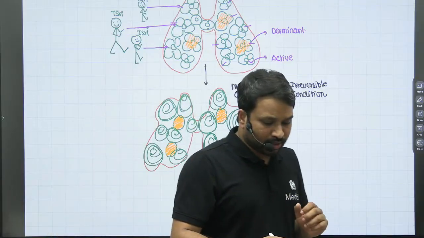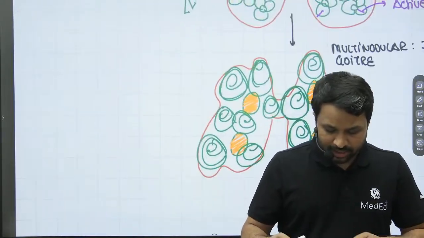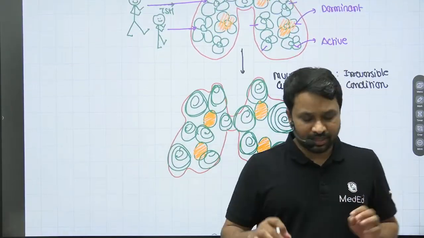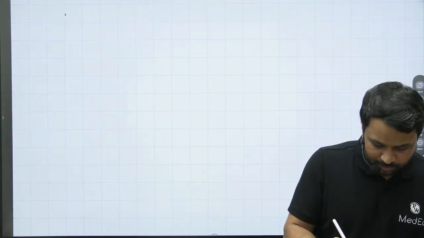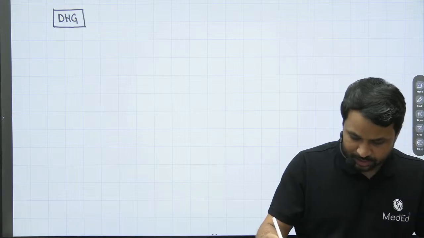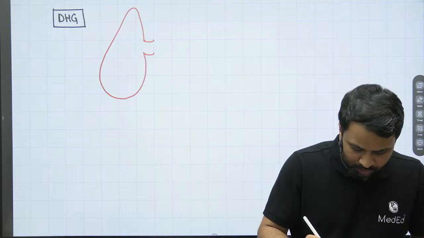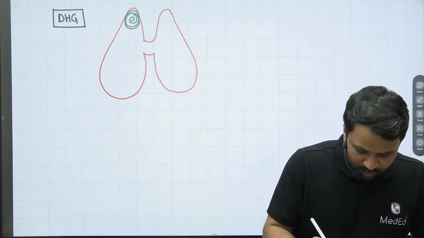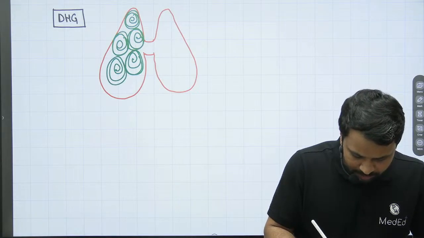Another very important concept is how this can turn into nodularity. Another reason I can give you, let's say the same context. Another reason why nodules can be formed, we will take the same example of the diffuse hyperplastic goiter. In the diffuse hyperplastic goiter, we have all the follicles uniformly enlarged. Imagine that these are the follicles which are uniformly enlarged, and this is your diffuse hyperplastic goiter.